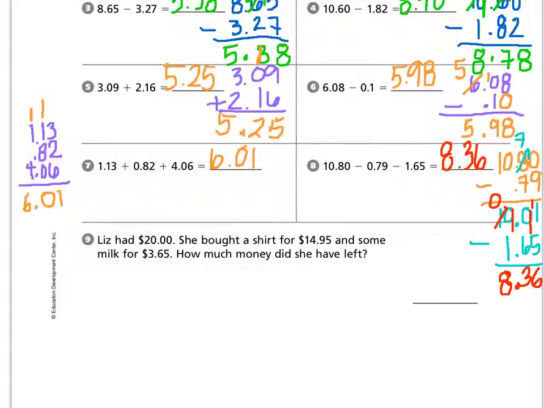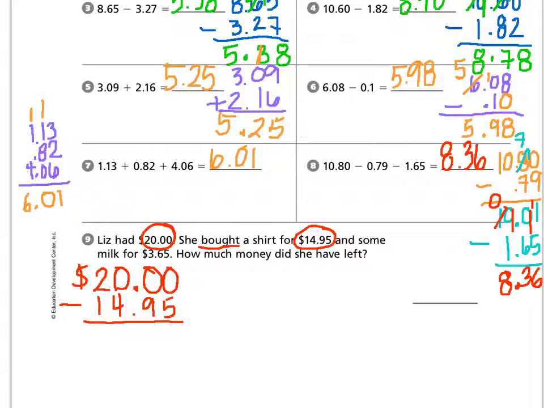Number 9, Liz had $20. She bought a shirt for $14.95 and some milk for $3.65. How much money did she have left? So when you're buying something, you're going to be subtracting it. So I first start out with $20, and then Liz bought a shirt for $14.95. So I'm going to subtract $14.95 from $20. I made sure to line up my decimal point when I'm subtracting.